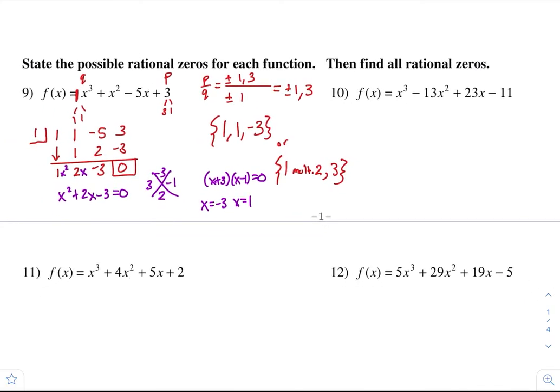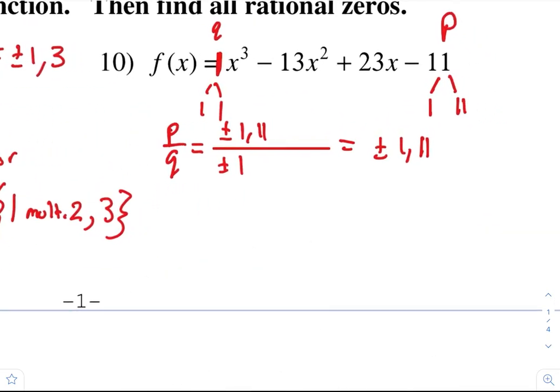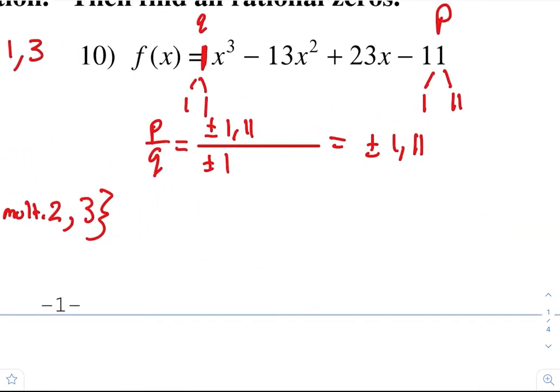Now let's move on to 10. So remember, first we gotta find our P over Q list. So factors of negative 11 is 1 and 11. Factors of our Q value, it's 1. So our P over Q list, right? Factors of P was plus or minus 1 and 11. Factors of Q was just plus or minus 1. So then that, you guys, is just plus or minus 1 and 11. So again, we have 4 numbers we can choose from. Positive 1, positive 11, or negative 1 and negative 11.